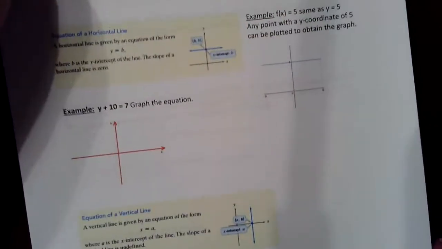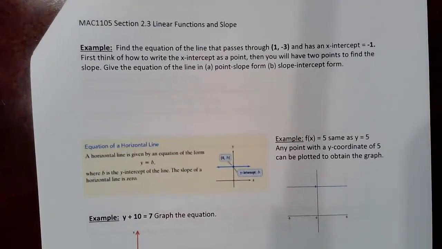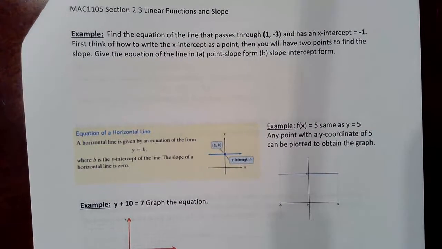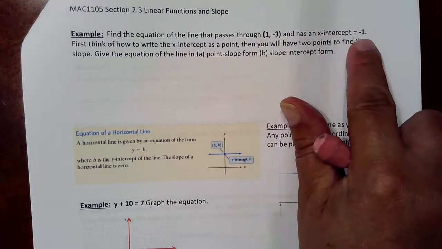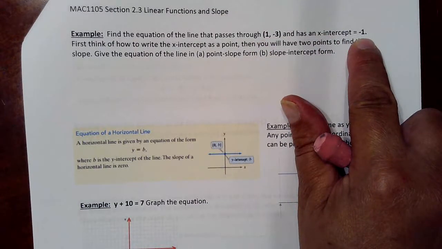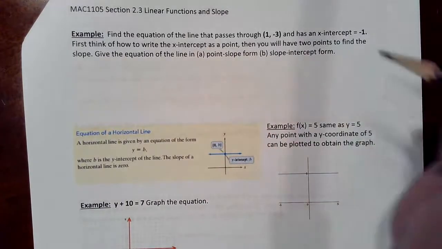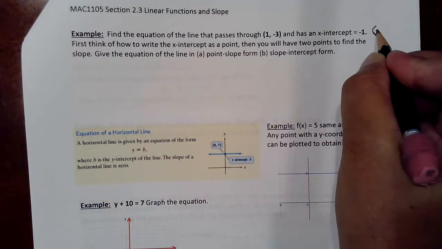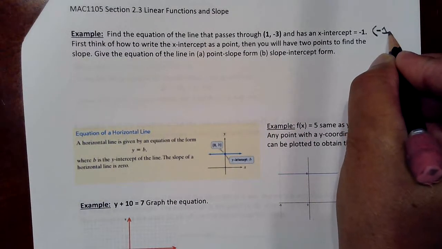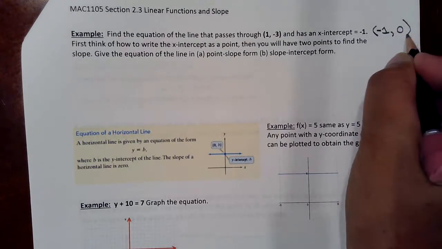Okay, moving to the next page where we are finding the equation of a line that passes through this point and has an x-intercept of negative 1. First, think how to write the x-intercept. X-intercept means it goes right through negative 1 on the x-axis, and the y value is 0.